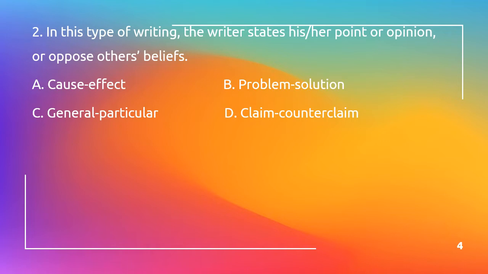Okay, so if you wrote in your paper letter D, so that's the correct answer. Claim, counterclaim. So it is where the writer states his or her opinion or point, and then the writer also opposes others' beliefs. So that's claim and counterclaim.